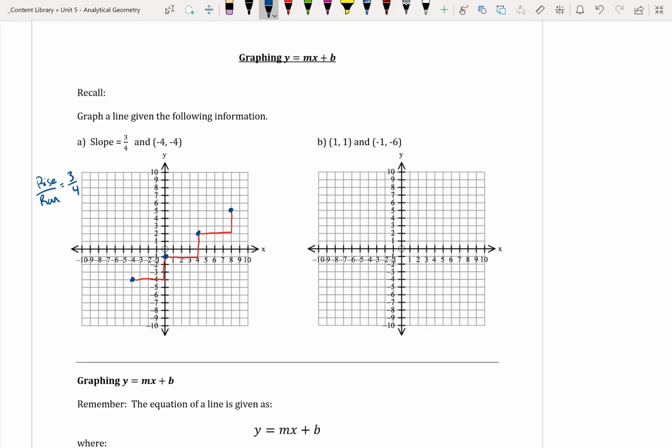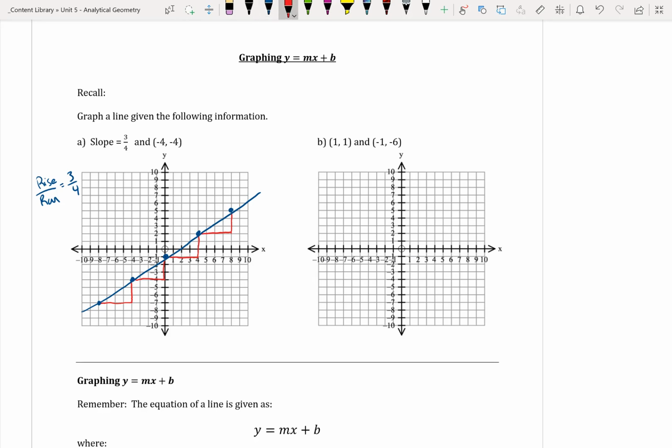Now I can't go any further in my graph in this direction, but if I go back to my original point, I can go in the other direction by reversing. So I'm going to go down 3 and to the left 4. And there's another point. And what we should see is when I connect all these points, they form a straight line.